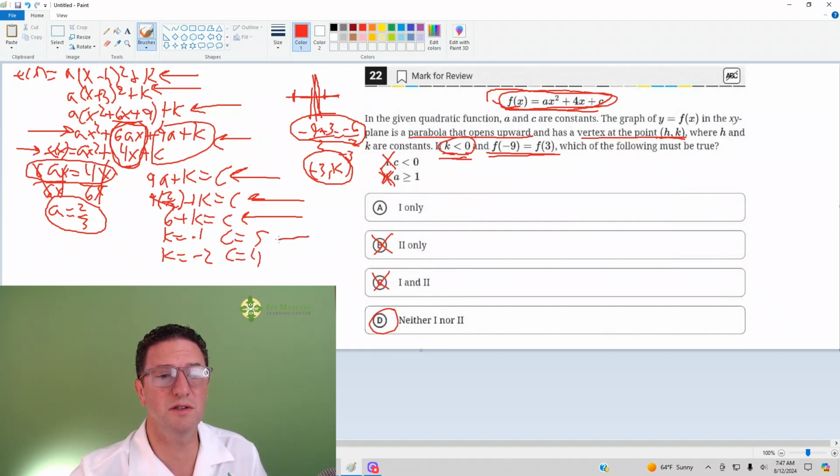If you just throw around some numbers, let's make k equal negative 1. Then your c is going to equal 5. If you make k equal negative 2, your c equals 4. So is c less than 0? It doesn't have to be. So it looks like Roman numeral 1 is false as well. So A is gone. The correct answer has got to be D here.